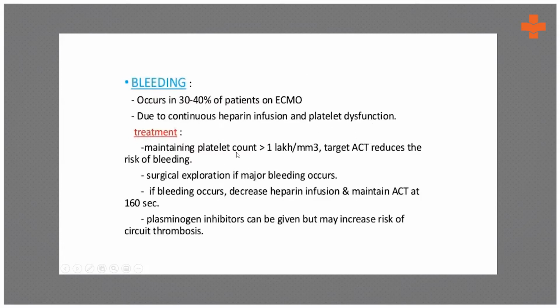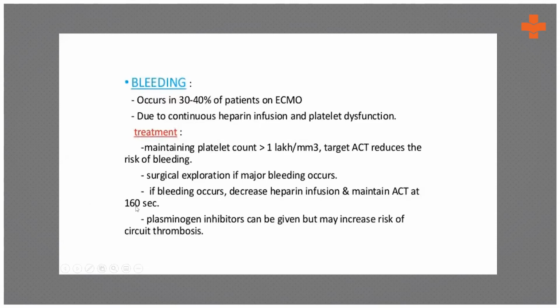So you want to maintain a platelet count of greater than 80,000 to 1 lakh. You want to target the ACT. We want to maintain targets of ACT very judiciously. If there is a major bleeding, only then surgical exploration is done. If bleeding occurs, we decrease the heparin infusion and maintain ACT at 160.